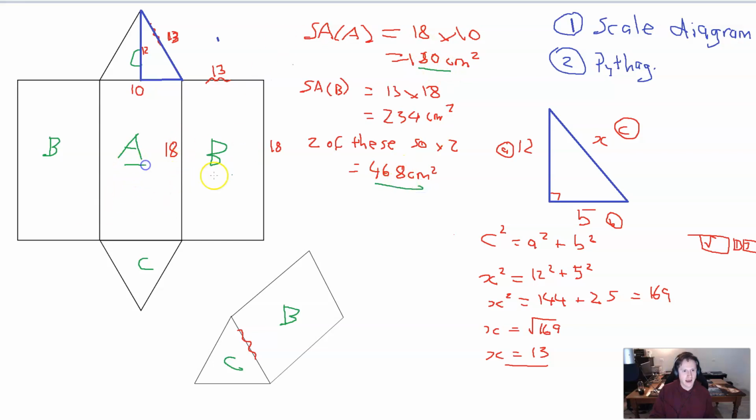So we've done our A and we've done our B, and now we're going to do C. So the surface area for C. Now this one's a triangle, okay? So a triangle is half base times height. So that's going to be half times by the base, which is 10, times by the height, which is 12. Not the 13, it's that 12 going up and down, okay? Times 10 times 12. So that's going to be 560 centimeters squared. And there's 2 of these.